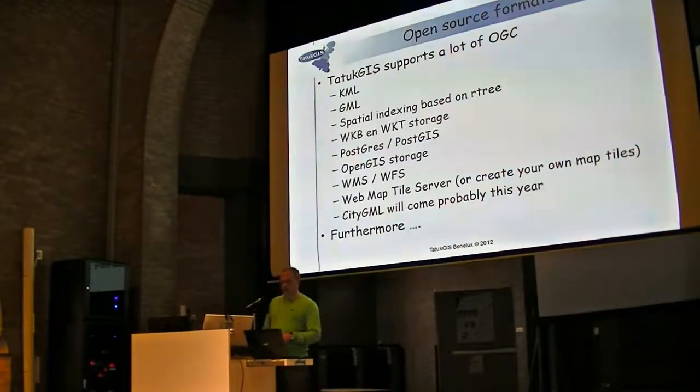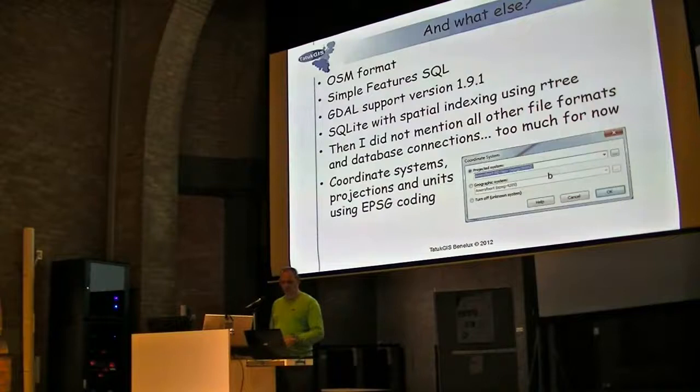CityGML will come probably this year. We expect it somewhere in October or November this year, and that makes it very nice because then you have the 3D visualization of a city. And what else? The OSM format, all the street maps. We can download the vector data from the website and use it, but we can also use the map tile server directly on the internet.